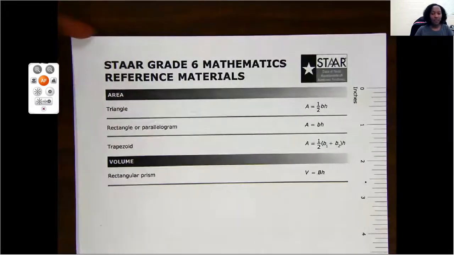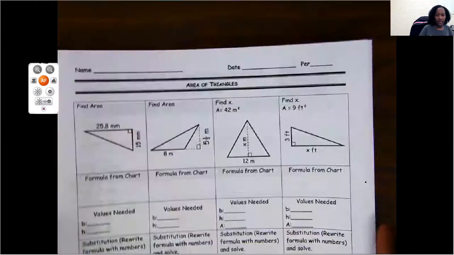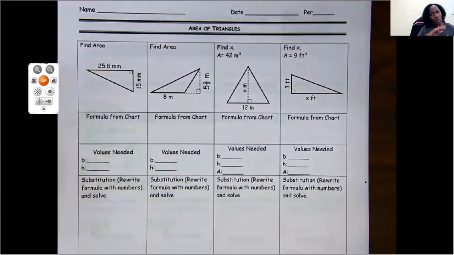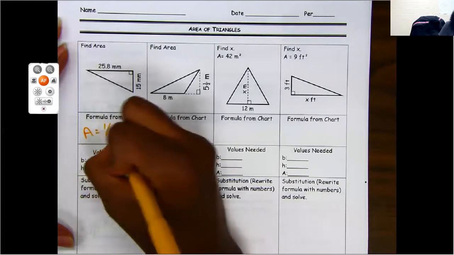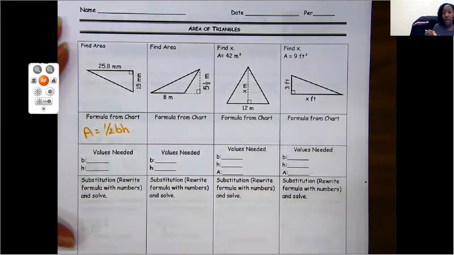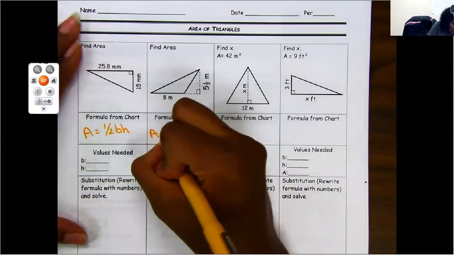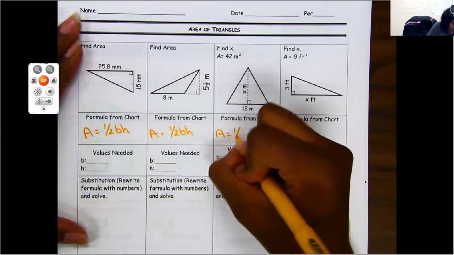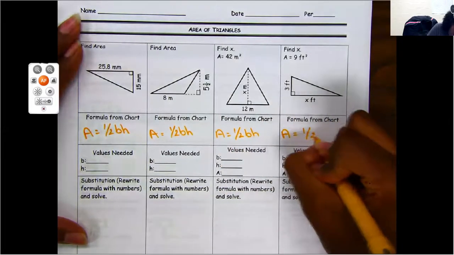All right, now that we have the formula that we're going to use, let's go ahead and take a look at some examples. All right, so the formula is going to be the same all the way across the board. Miss, why do we got to write this so many times? Well, guess what? When you write something, a lot of times it commits it to your memory, and therefore you know what to do. So area equals half of the base times the height.